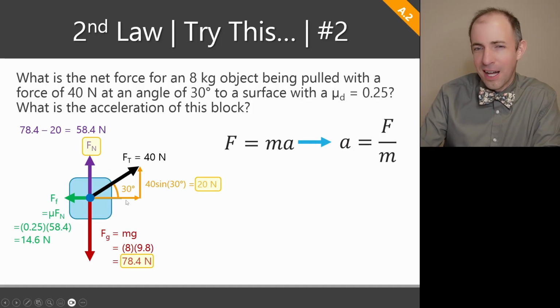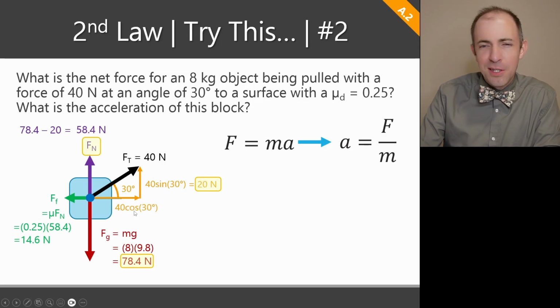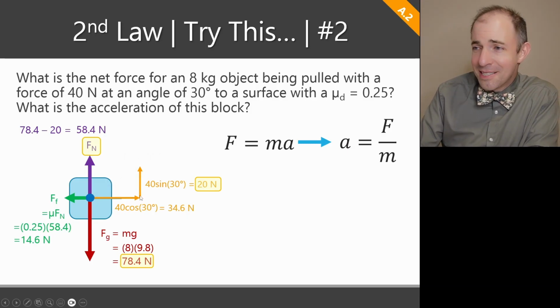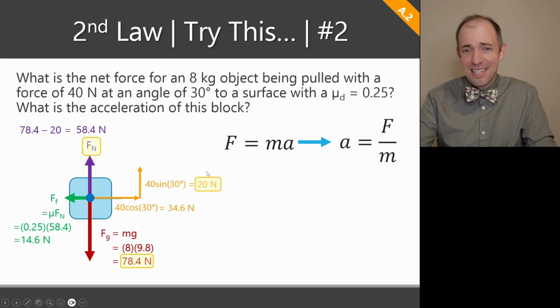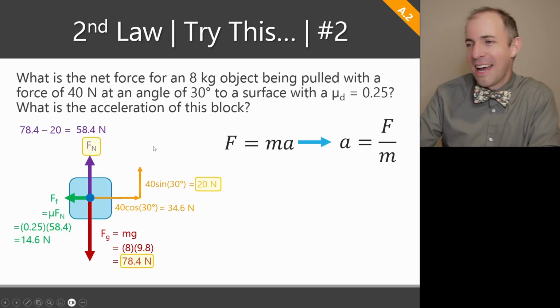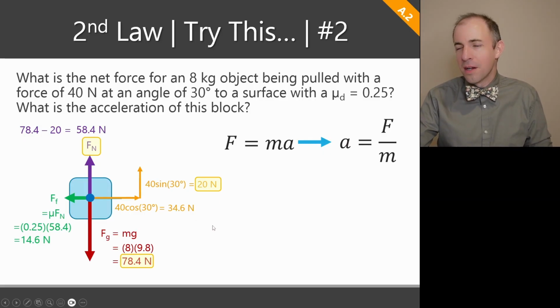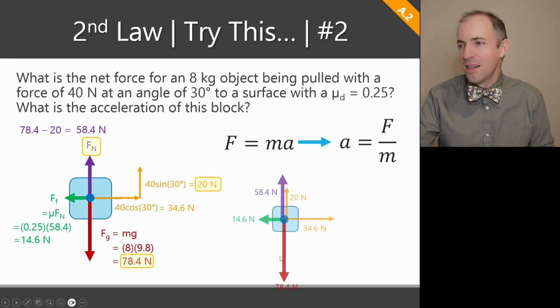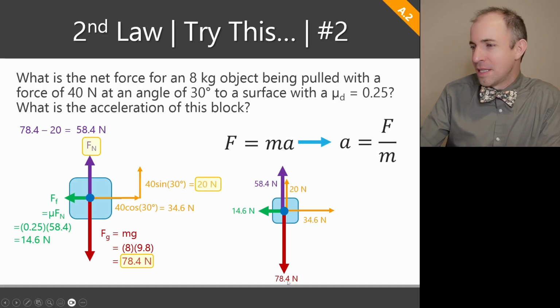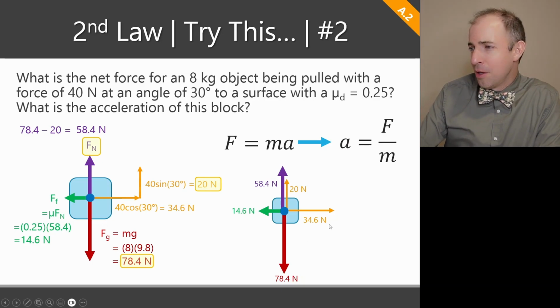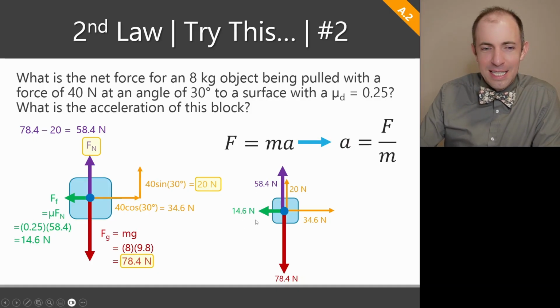So let's find how much horizontally Ft is pulling. 40 times the cosine of 30 is 34.6 newtons, which means what we're looking at is this picture here. We can kind of ignore that diagonal and say it's not really there. It's just 20 up and 34.6 over. So let's redraw this as something a little friendlier. You have 78.4, that's your weight going down. The orange is that tension force at an angle, so 20 up, 34.6 over. The normal force is 58.4, and the force of friction is 14.6.